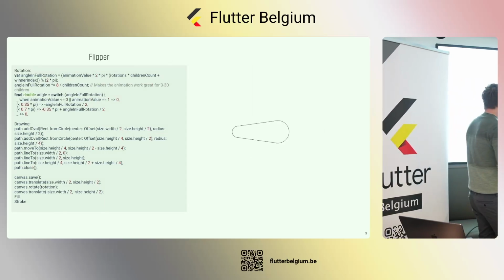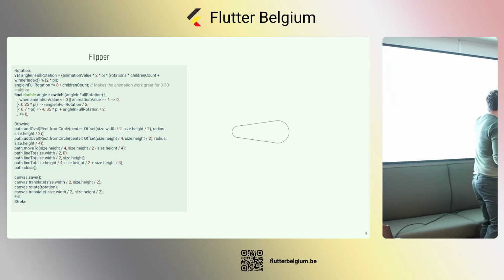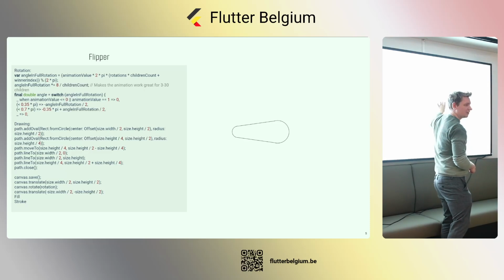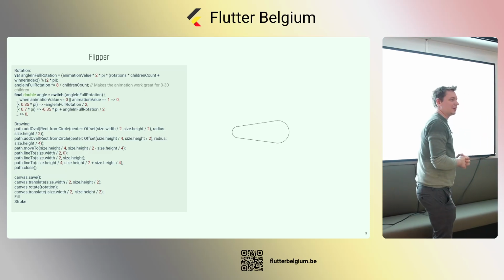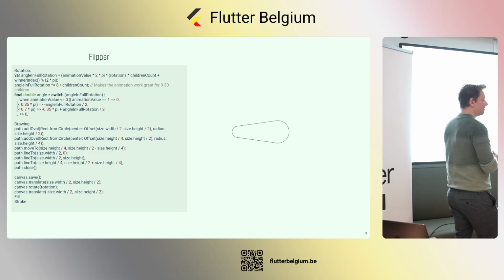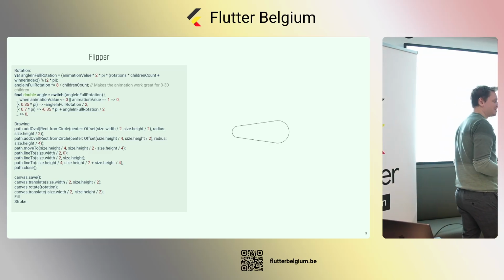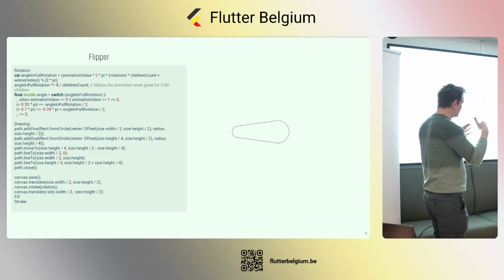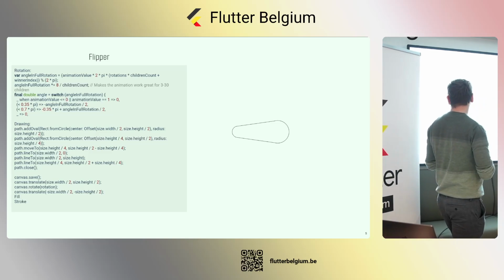And then the flipper itself, I just draw 2 circles, 1 in the center, 1 here, and I connect the top and the bottom. And then my wife said, hey, dat beweegt niet, it's not moving. So I just had to figure out how can we move this with each passing thing.